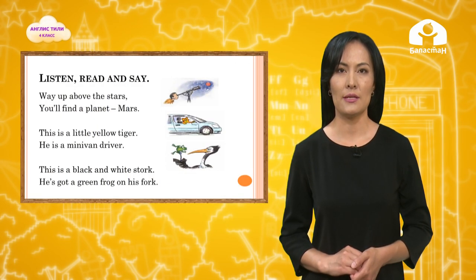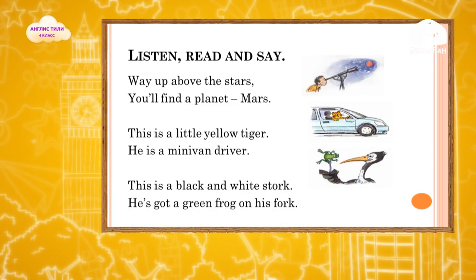Listen, read, and say. Way up above the stars, you'll find a planet, Mars. This is a little yellow tiger. He is a minivan driver. This is a black and white stork. He's got a green frog on his fork.